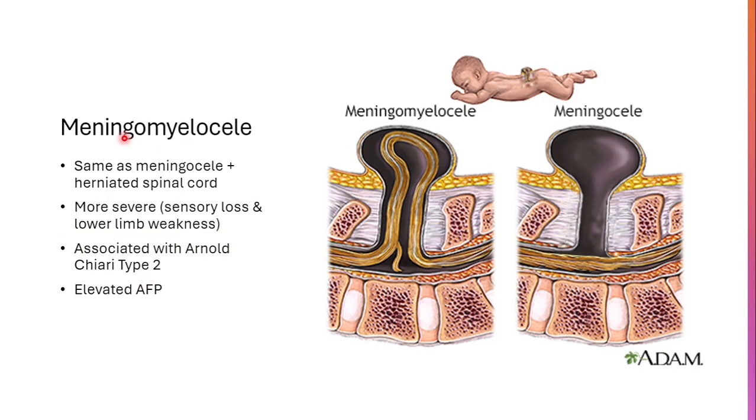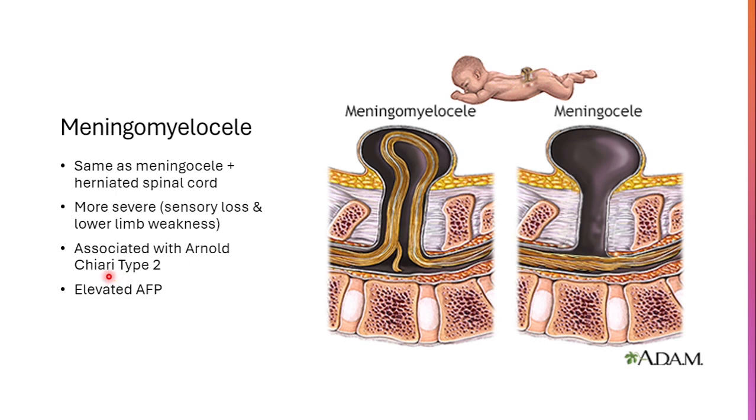The meningomyelocele is exactly like the meningocele, except this time we have the spinal cord herniated as well. This can present earlier and is obviously more severe than the meningocele, and the patient might present with lower limb weakness or sensory loss due to the spinal cord herniation.